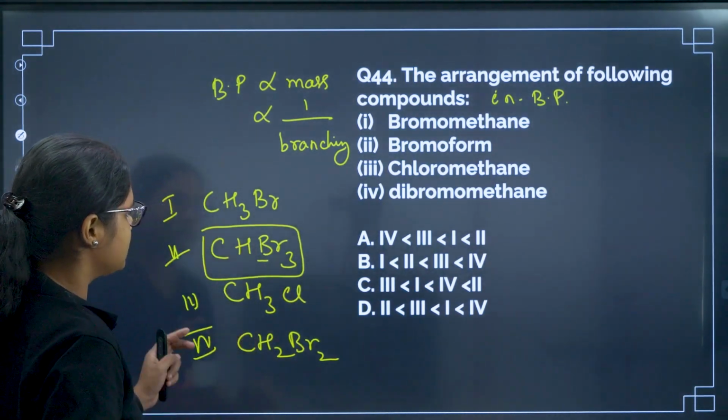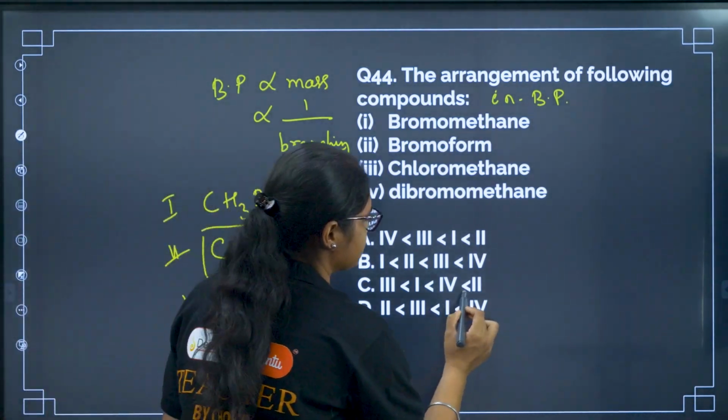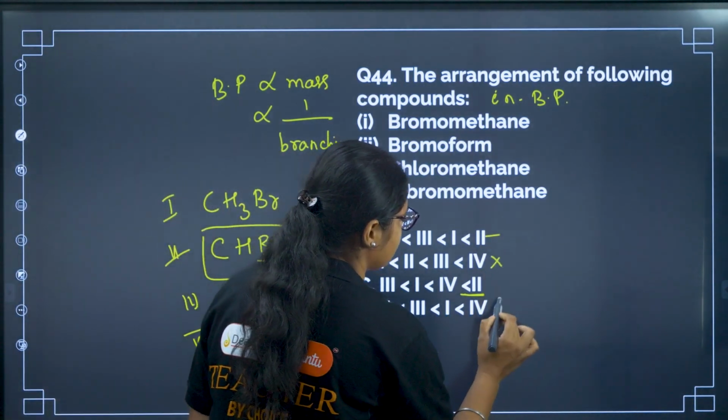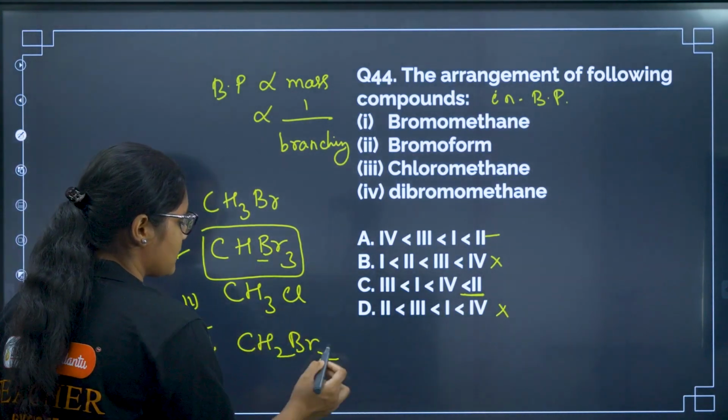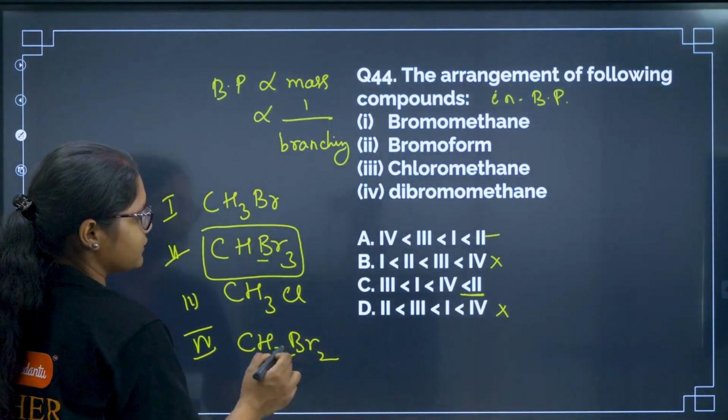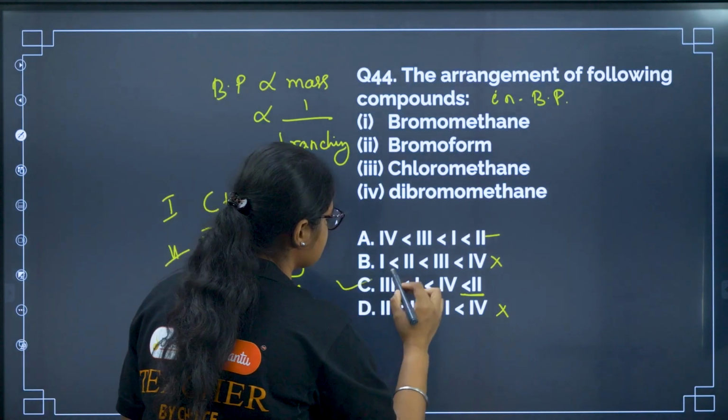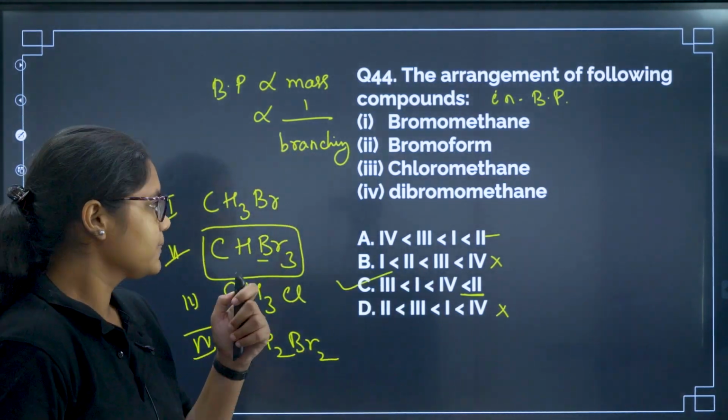Right. So you can see which option is having the second one. Yes, this can be the answer. This can be the answer. We can eliminate option B and D. Now you can see here this compound is having 2 bromine groups. So that will be the next compound. So the correct answer for this will be option C.